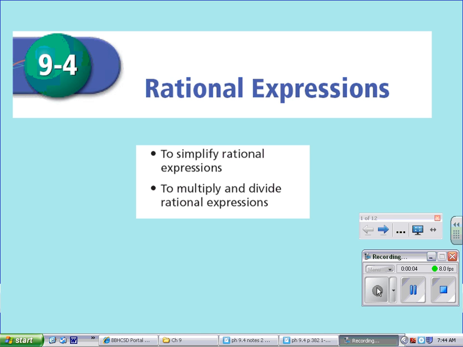Today we're going to be talking about rational expressions. So rational expressions are simply where you have a ratio or a fraction where there's a variable involved, okay? So all our rules for adding, subtracting, multiplying fractions are very important for this section, as well as all your rules for being able to factor, okay? At the end of the day, we'll be able to simplify rational expressions and multiply and divide rational expressions.